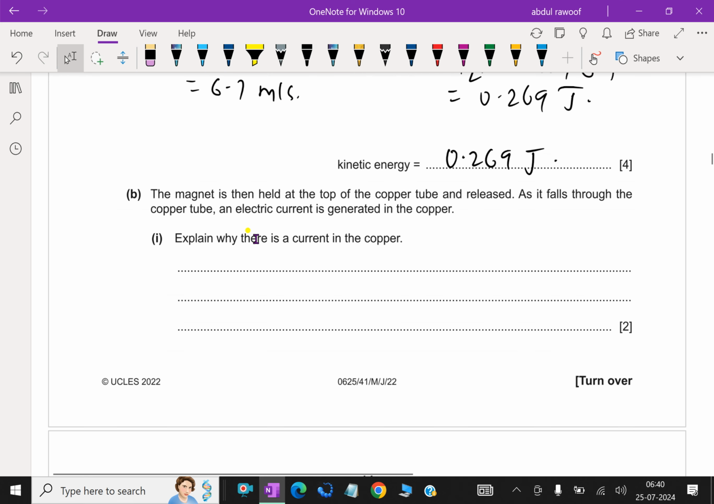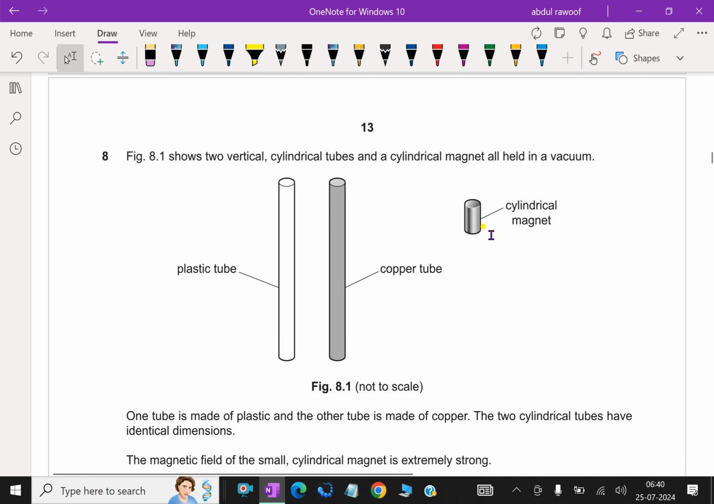The magnet is then held at the top of the copper tube and released. As it falls through the copper tube, an electric current is generated in the copper, because this is a permanent magnet. Passing through the plastic tube, no magnetic field is produced in the plastic tube. That is, there are no magnetic lines through the plastic tube. But if passed through the copper tube, some electricity is produced, because the magnetic lines are cut by the magnet passing through. So electricity is produced, that is resistive to the motion. That is, the speed of the magnet is reduced here.